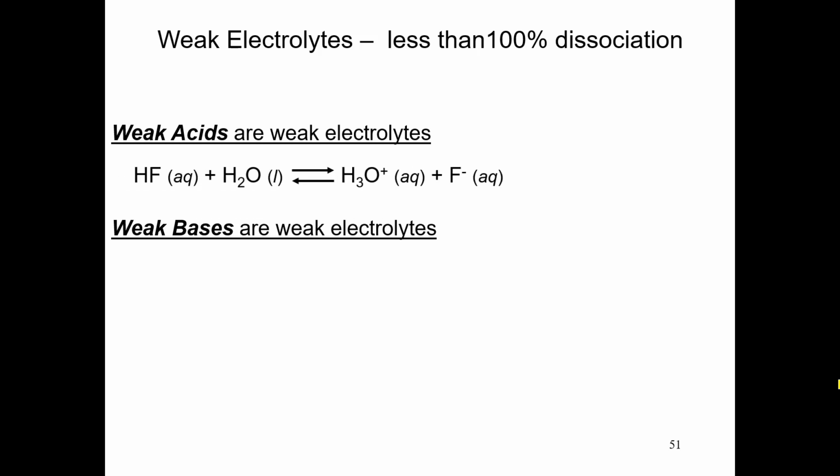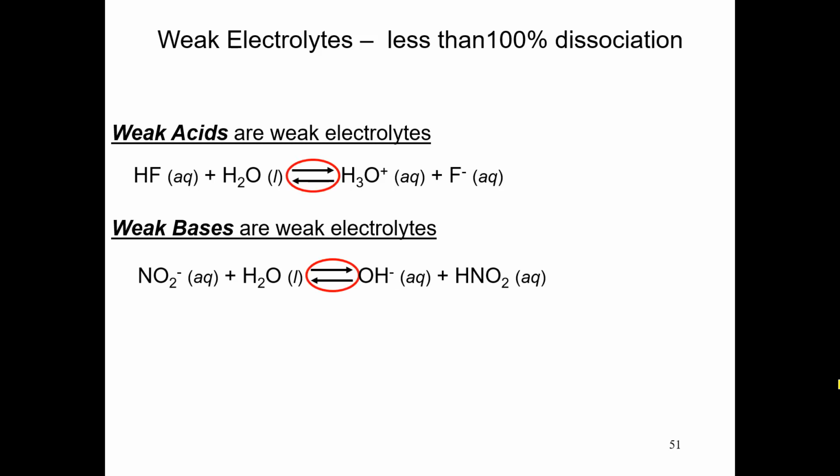So for example, HF, hydrofluoric acid, as you can see, we express its ionization in water with a double arrow. And we do the same thing for, let's say, the nitrite ion, which is the conjugate base of nitrous acid. When it ionizes in water, it gives us hydroxide ions, and we get the conjugate acid back. But notice that this is a reversible process. In other words, we have a very weak electrolyte. We can show this with a chart here.